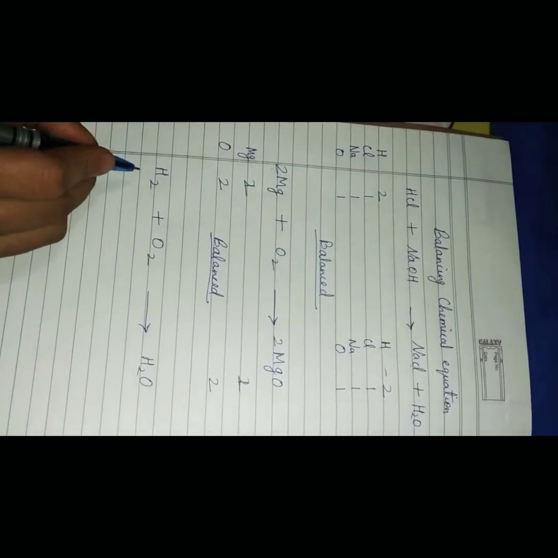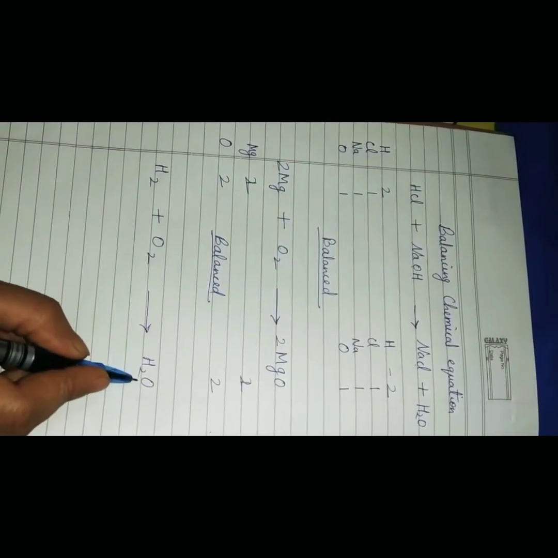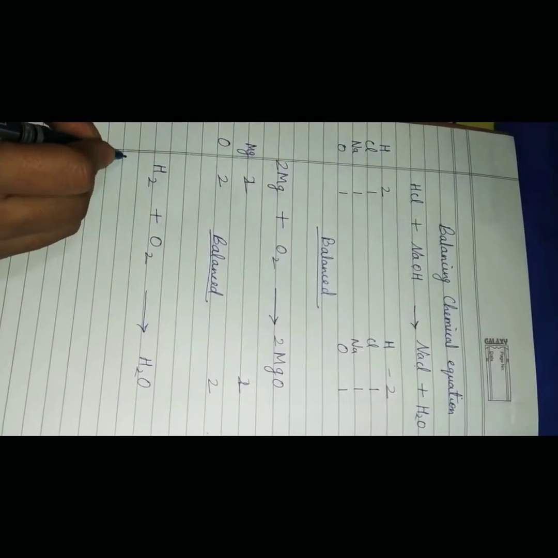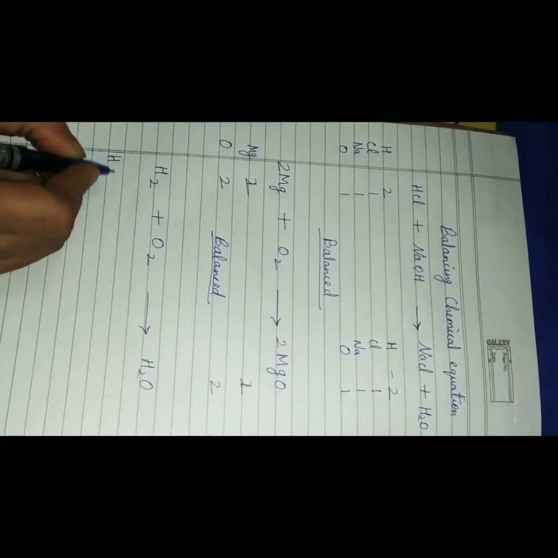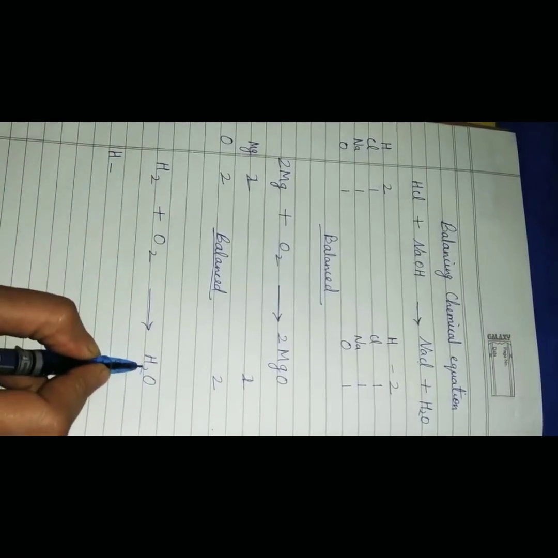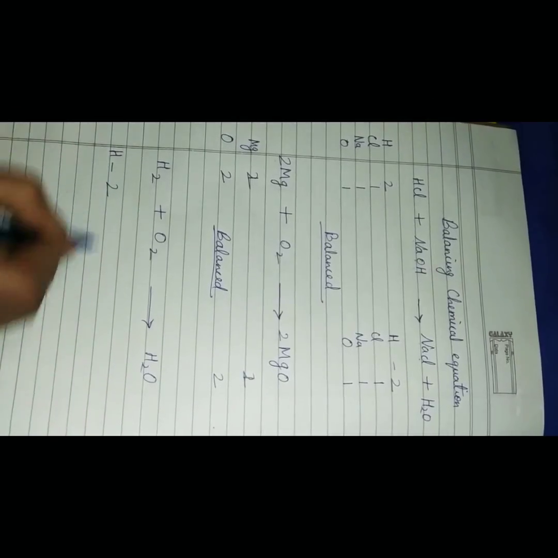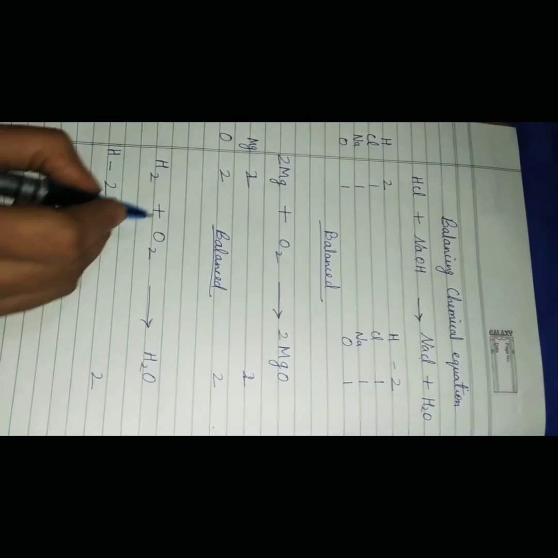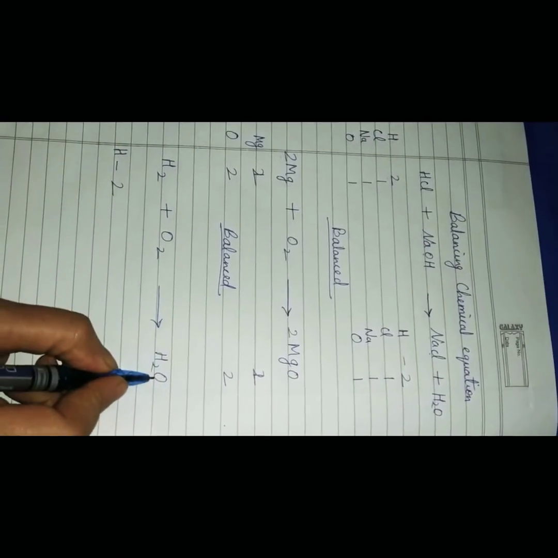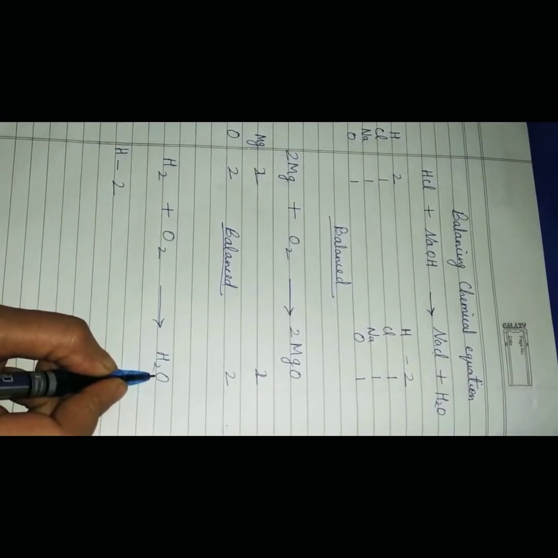Now take another example, H2 plus O2 giving H2O. Now count the number of atoms on the left side of the arrow. First of all, hydrogen. How many hydrogen are here? 2. On the right side we can see 2 hydrogen are here. So hydrogen is balanced on both the sides. Now count oxygen. 2 are here on the left side. Here only a single atom of oxygen is there.